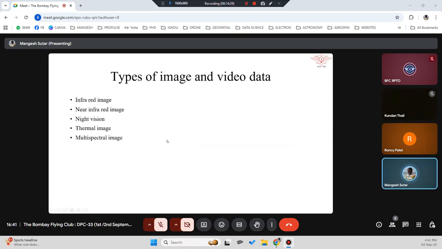There are different types of image and video data. All the images we have seen so far are RGB images. Then we can also have infrared images, near infrared images, night vision, thermal images, and multispectral images. So let's see what the different examples are.